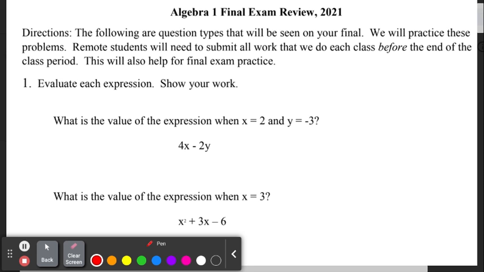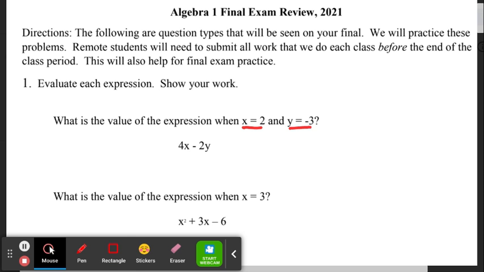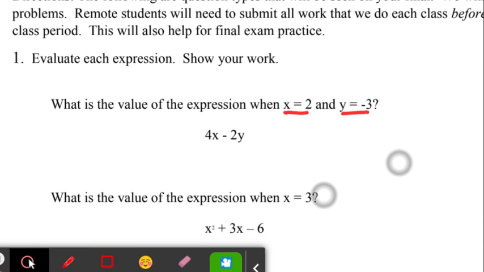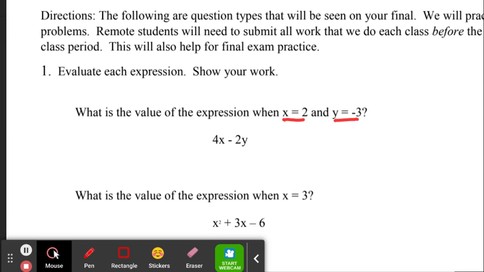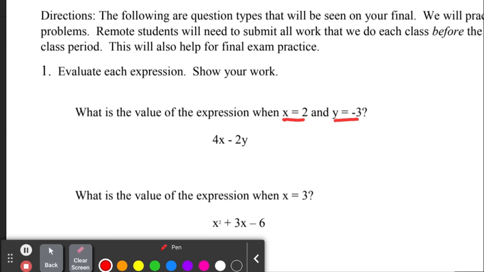So for number 1, it says evaluate each expression and show your work. So it says, what is the value of the expression when x equals 2 and y equals negative 3? Let me see if I can zoom in a little bit. When I zoom too much, my picture thing goes away. So we could store 2 in for x and negative 3 in for y, but we're showing our work for this. So I'm going to rewrite this, but instead of 4 times x, I'm going to write 4 times 2. That's a minus because it's in between the two terms.